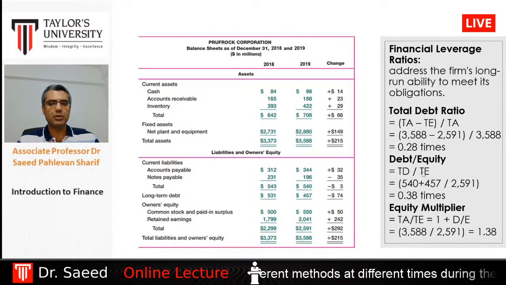And then we have equity multiplier. Again, this is another form of reporting the proportion of debt and equity in the firm. So total assets divided by total equity, or 1 plus debt over equity. So it's 1.38. So these three ratios actually just show the proportion of debt and equity in a firm. And you may use them for different purposes, right? But at the end, we want to know how the company financed its assets.